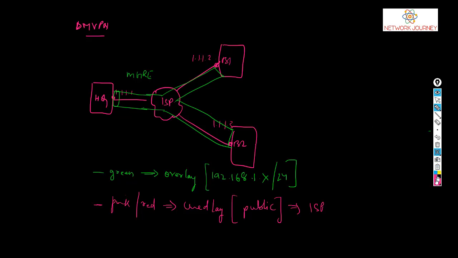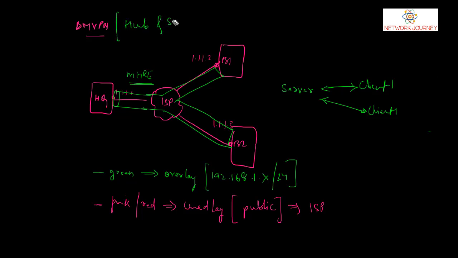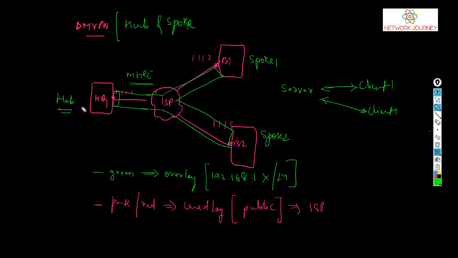DMVPN makes use of multi GRE tunnels to form a server client relation. So you have a server which connects to multiple clients. We also call DMVPN hub and spoke. So this is my spoke 1, spoke 2, this is my hub.